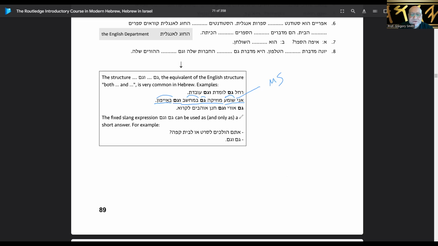All right, let me double check this one here. Gam Ori, both Ori v'gam Hanan. So both Ori and also Hanan. Okay, ohavim likro, love to read. I think that's right, likro. Ohavim likro. Yeah, love to read. That's right. אוהבים לקרוא. Okay, all right.